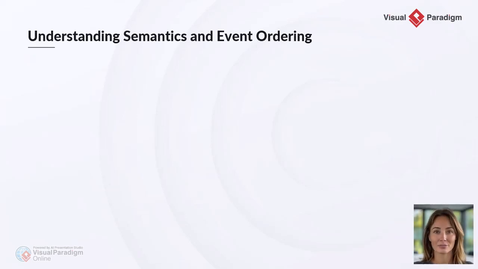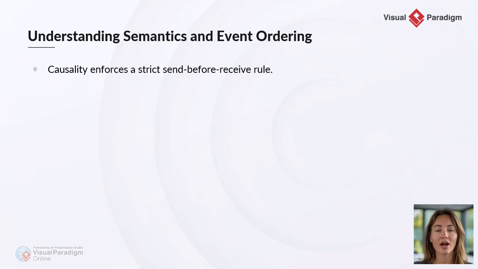A sequence diagram's power lies not just in its symbols, but in the rigorous rules governing event ordering. These semantic rules ensure our diagrams are unambiguous blueprints for system behavior. The fundamental semantic rule of causality dictates that a send event must always occur before its corresponding receive event, ensuring a logical and unbreakable cause and effect chain.